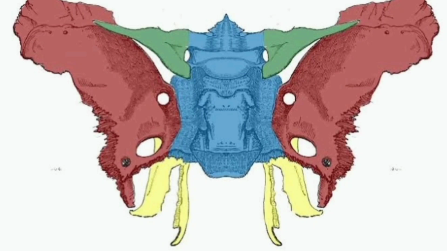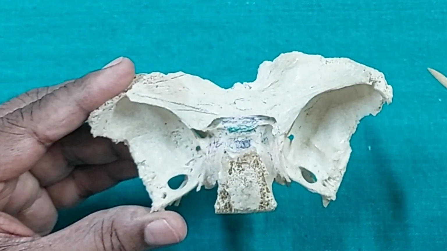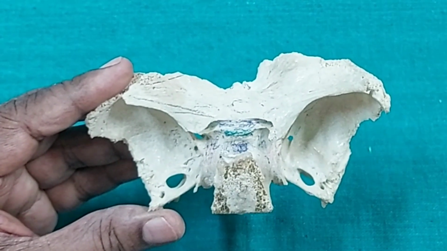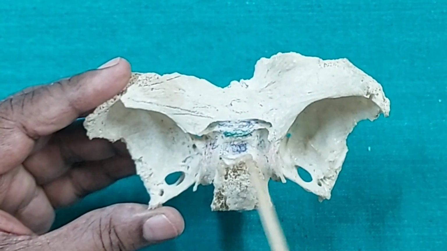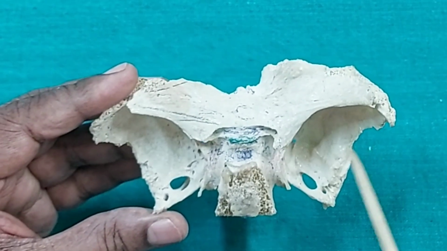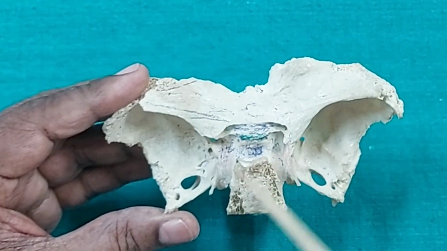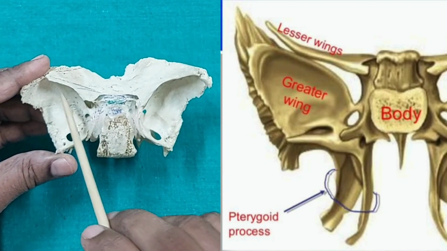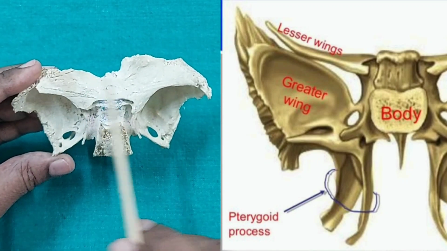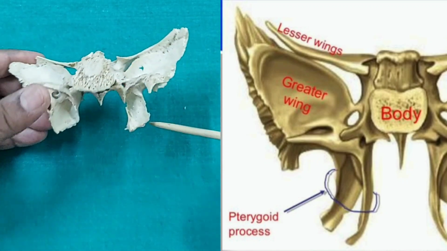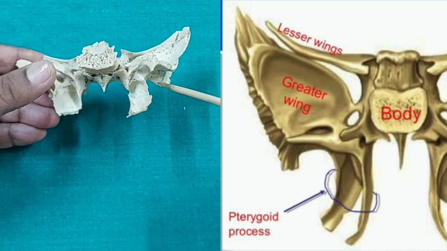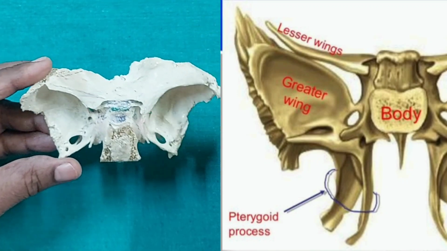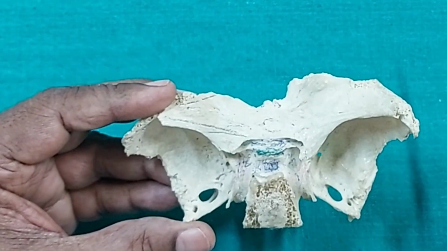Today I will discuss one unpaired cranial bone which forms the base of the skull, and it is the sphenoid bone. It looks like a bat and it has different parts. The main parts are the body, paired greater wings, paired lesser wings, and two pterygoid processes projecting downwards. I will discuss all the parts one by one.